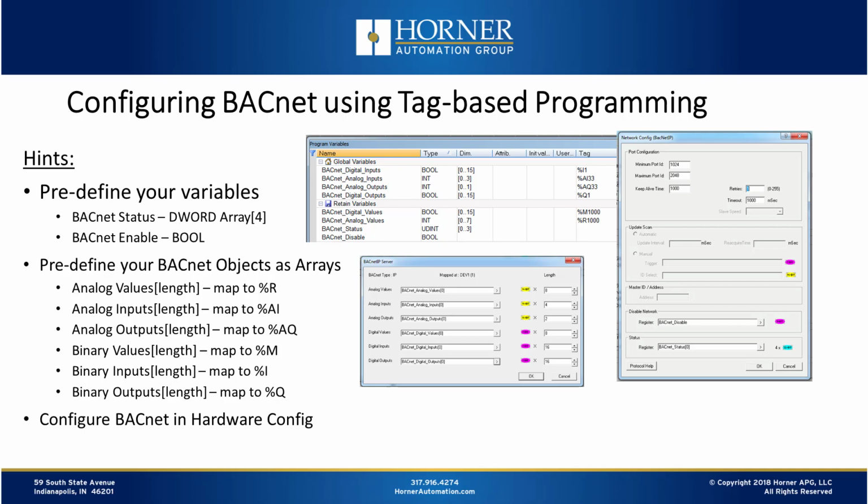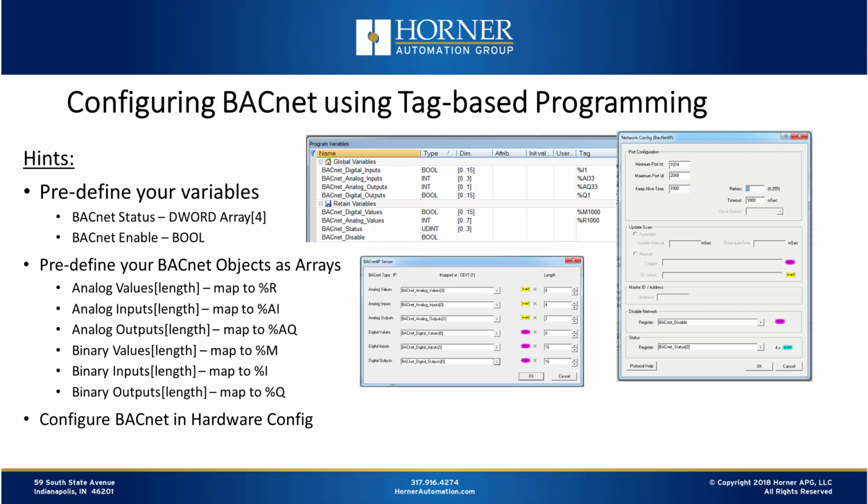So for instance, in my example here, under analog values in that dialog box in the center, I'm showing a variable name of BACnet_analog_values with a length of 8. What that basically means is that the variable array I've assigned there in analog variable, starting at 0, needs to have a length of at least 8. So that's what I'm referring to there.